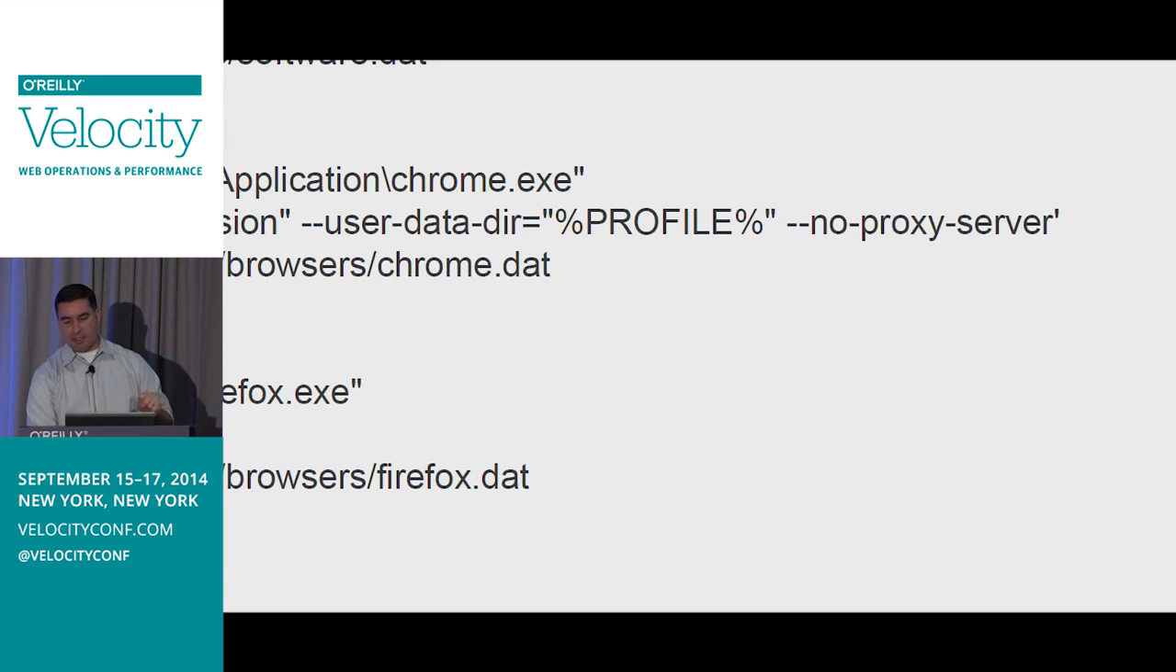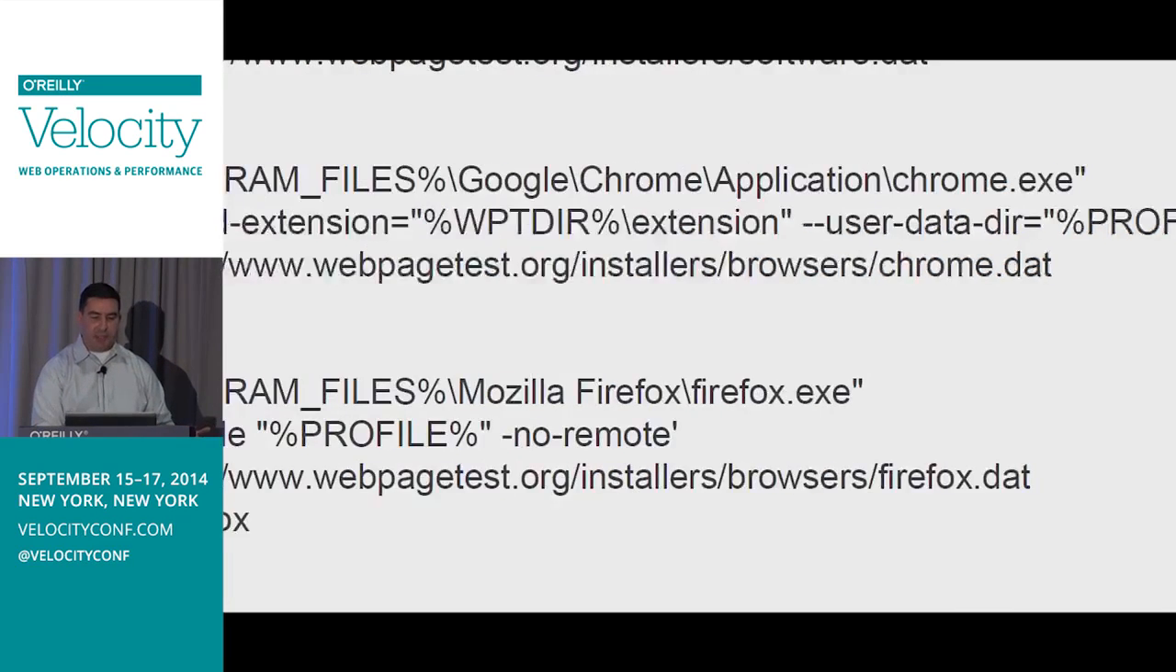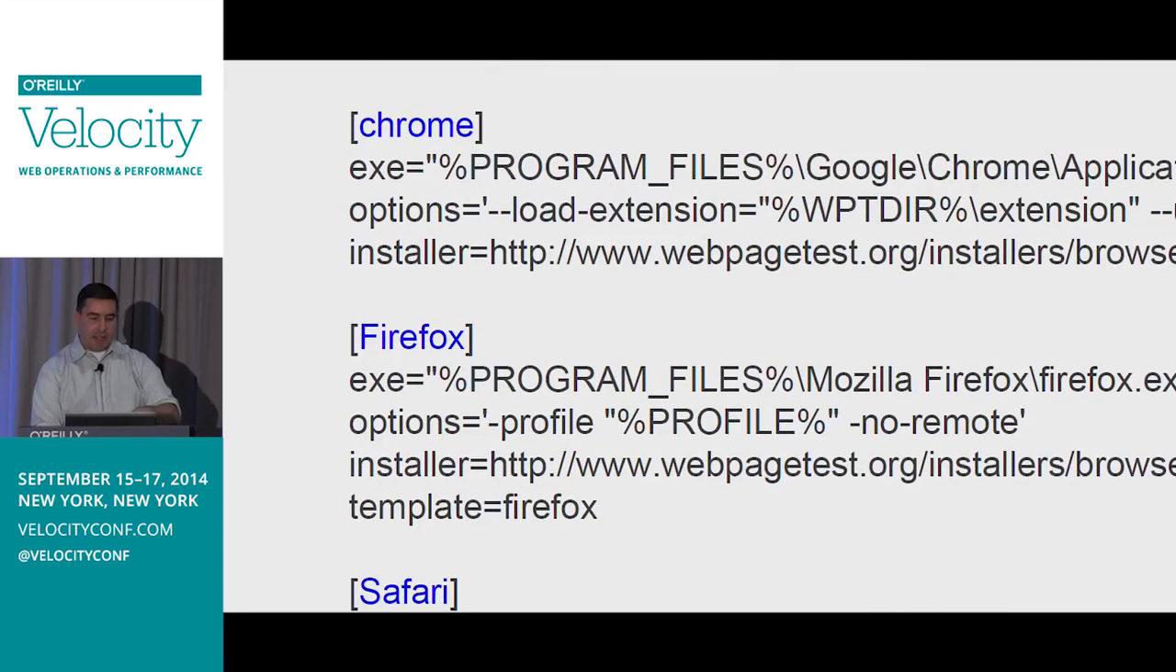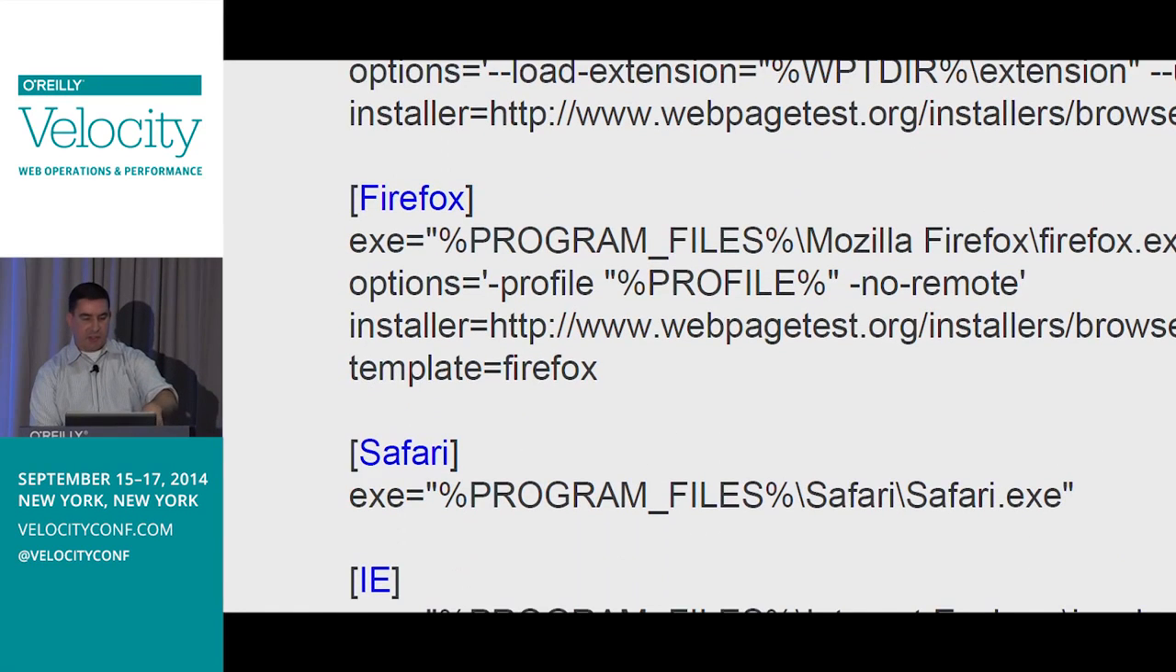And the final one, no proxy server, is probably the only one that you may or may not want to tweak. By default, I turn off proxy servers because you don't want to test with proxies. They completely muck up how browsers behave. But if you do actually want to test with proxy, you can change that. You can also specify it on a per test basis. And then, so Chrome and Firefox all have the same thing.